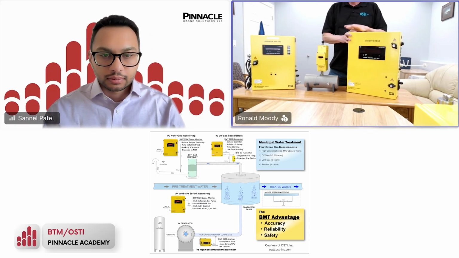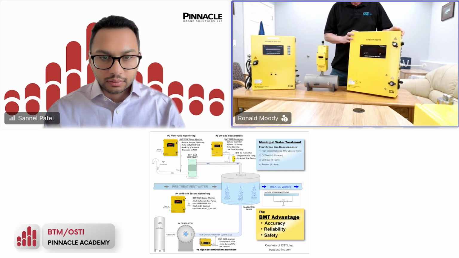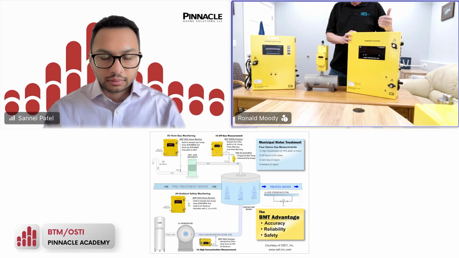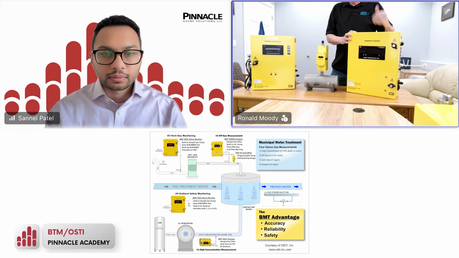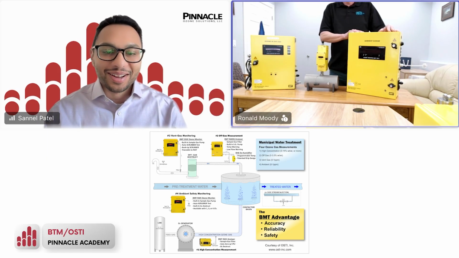Where actually, if the destruct is doing its job, it should be pretty close to 100% destroyed. So this monitor is sampling the emission from the system through the destruct and into the atmosphere. We want to make sure that we're not releasing high quantities of ozone into the atmosphere. So we use an ambient ozone analyzer for that, okay?